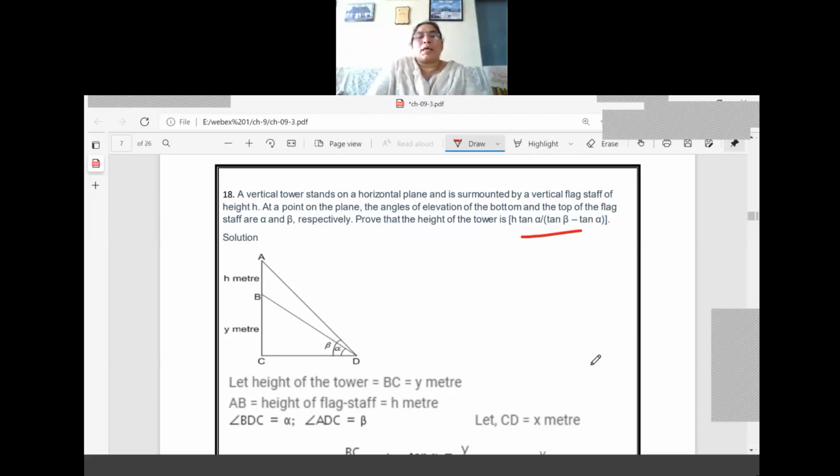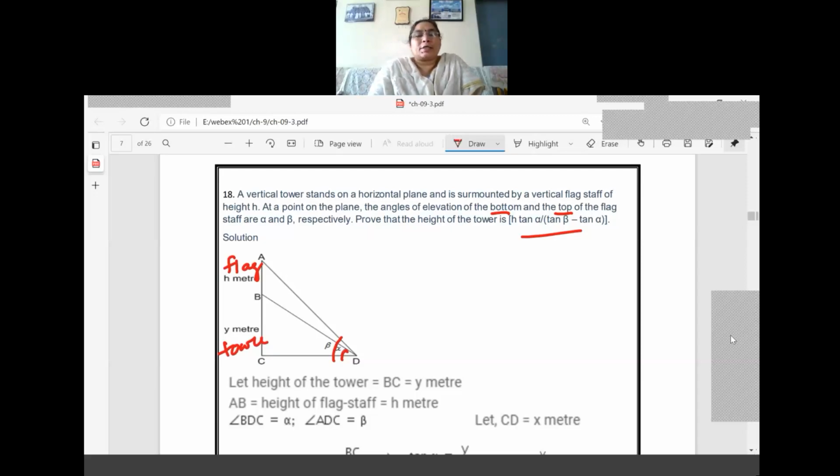So the same rule only, the vertical tower stands on the horizontal plane. So vertical tower we have to draw and flagstaff on the top of the tower. So tower height BC, that is equal to y meter we have taken, and this flag we have taken as h, right? So we got y and h respectively for that one. Now alpha and beta, alpha for which one? Angle of elevation of the bottom, and top the angle of elevation is beta. So alpha is this much only and beta is the bigger angle here. Alpha and beta we got.